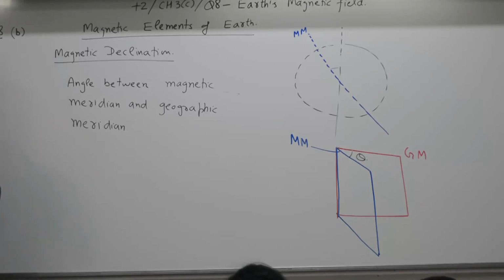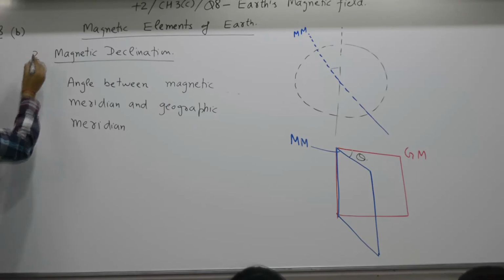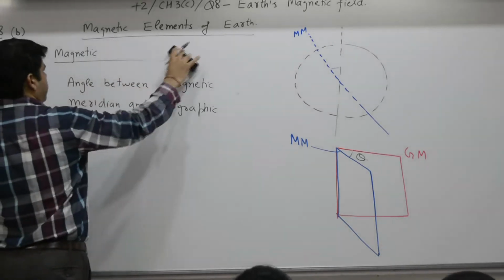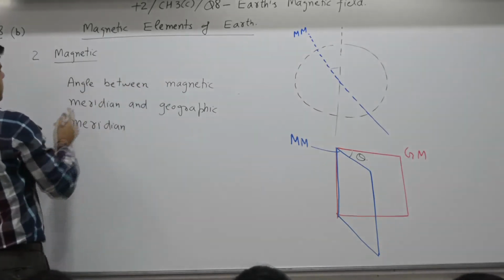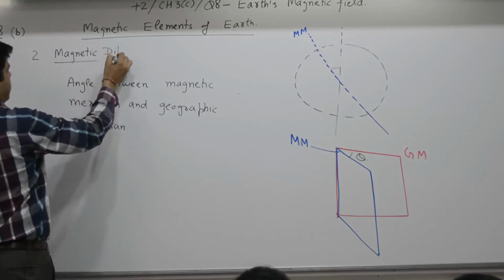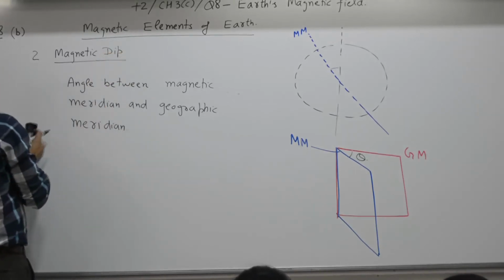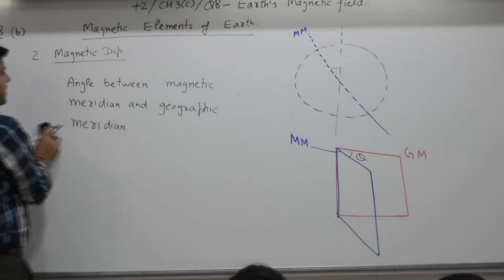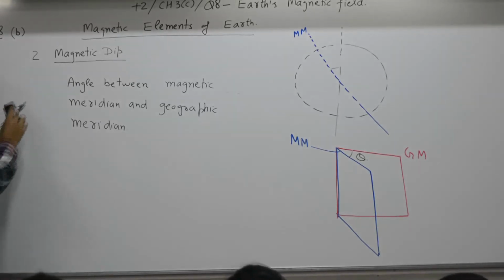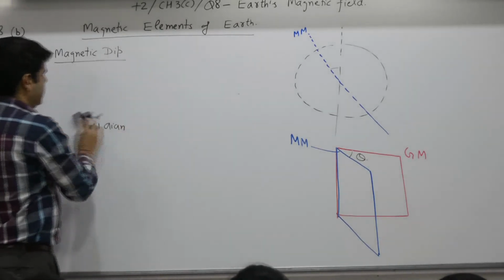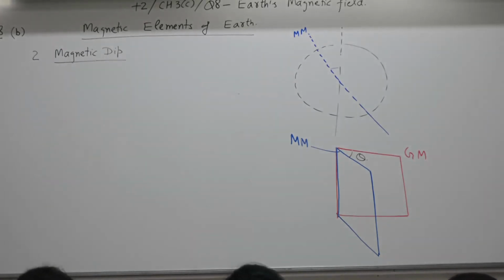Point number 2: what is magnetic dip? As per definition, magnetic dip at a place is defined as the angle which the direction of the total strength of Earth's magnetic field makes with the horizontal line in the magnetic field.